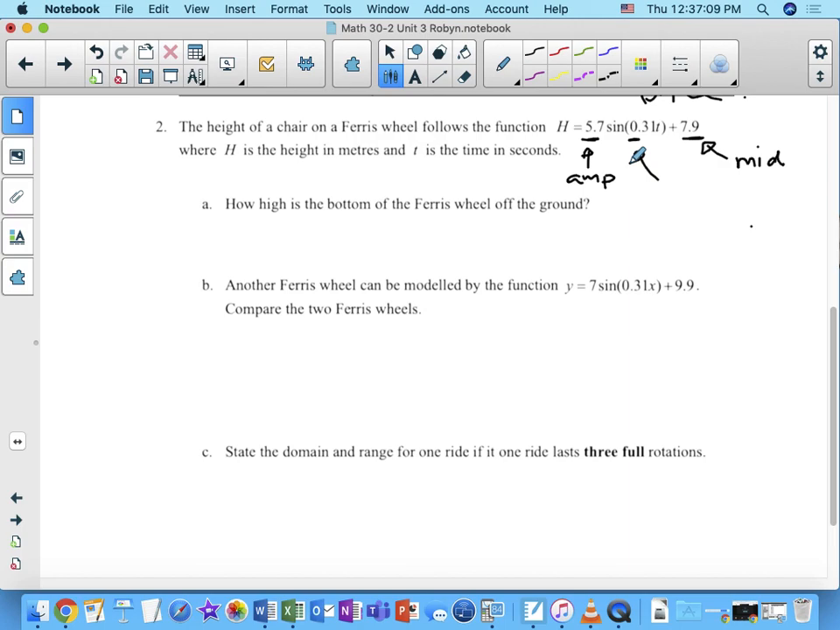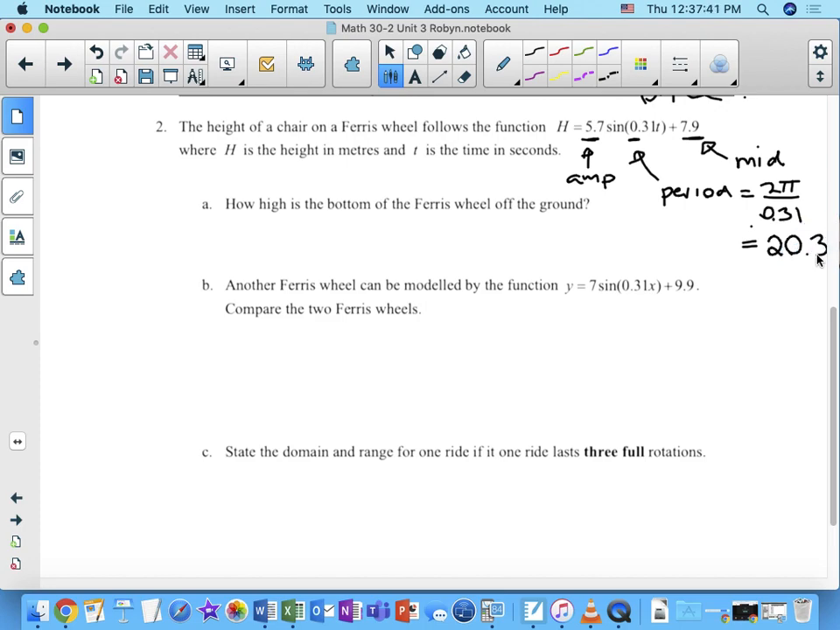Yeah, that's right. So the period is 2 pi over 0.31. Okay, can someone tell me what that is, please? 20.3? Thank you. Okay, 20.3.